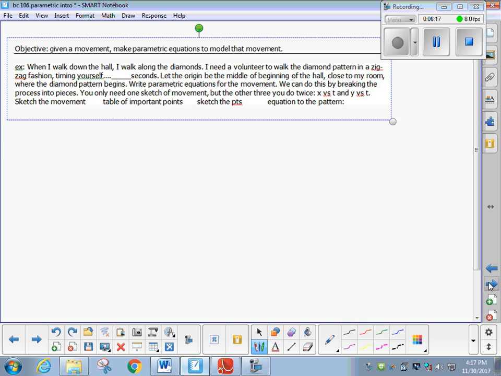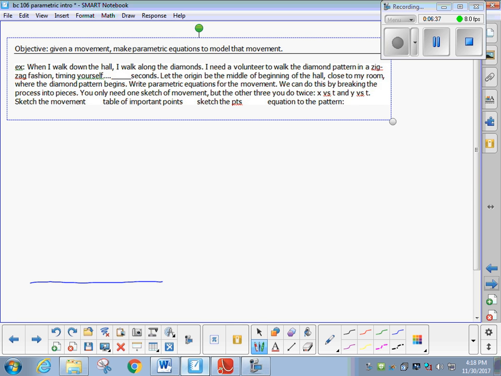So I often, when I'm walking down the hall, walk down the red diamonds in a zigzaggy kind of fashion. It blows my mind that I could actually write equations that model that movement, that could make that happen in a kind of animation style in our calculator, you'll see.